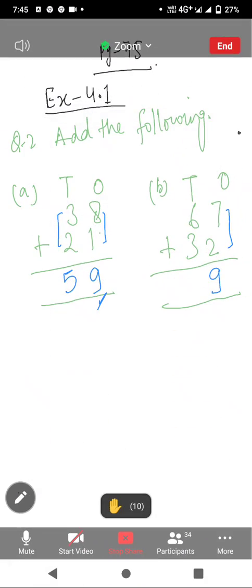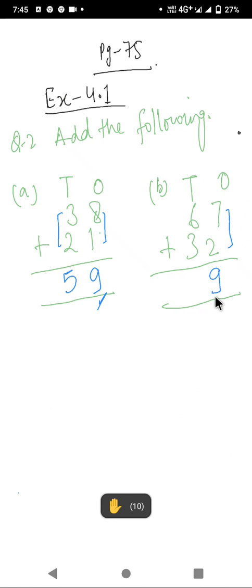Very good. Because we are getting only a one digit number. When we get a one digit number, there is no need to put carry. When we get a two digit number, then we need to regroup. Then we need to put carry. Here we are getting 9 only, so there is no need to put carry over. 7 plus 2 is 9. Now 6 plus 3, adding at tens place digits. 6 plus 3 is 9. So 67 plus 32 is equal to 92. Understood everyone?